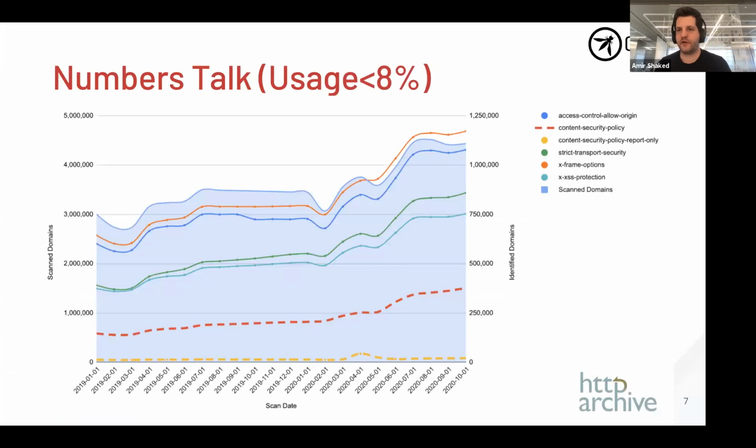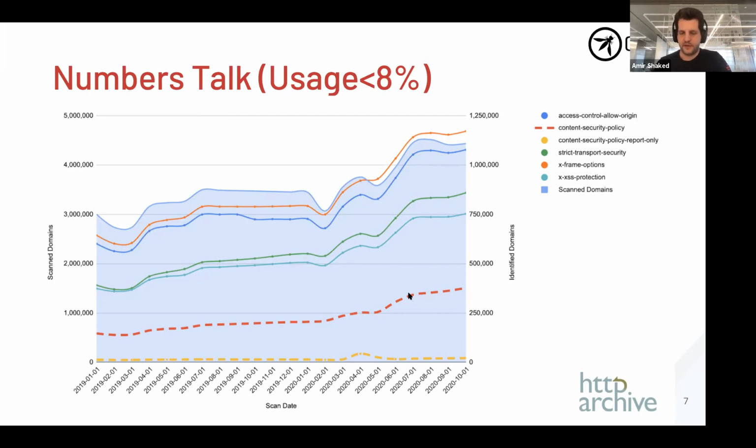And if we'll start talking about actual usage, this is data we collected based on the last 2 years of the HTTP Archive web scans. They scan around 4 million websites a month and collect a lot of information. We analyzed that information, and what you can see here is the different security headers within those websites, how many of those are actually being used.